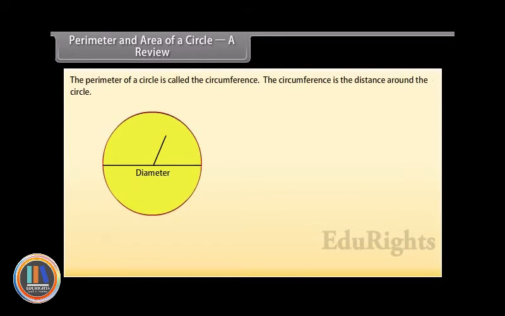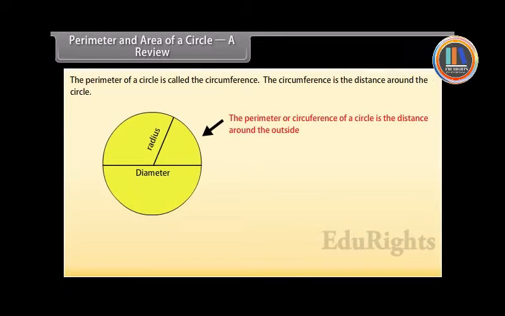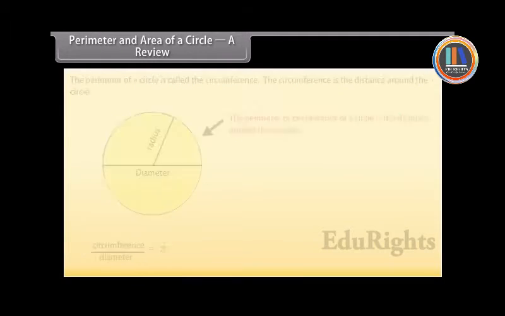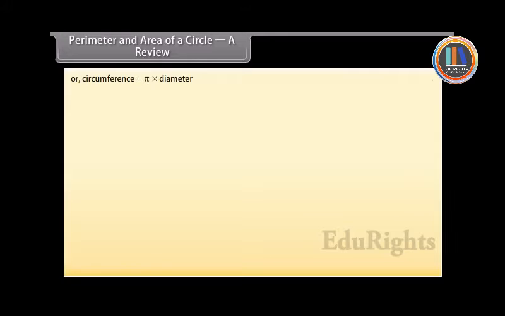A review. The perimeter of a circle is called the circumference. The circumference is the distance around the circle. The ratio of circumference with its diameter is constant. The constant ratio is denoted by pi, or circumference equals pi into diameter, which is equal to pi into 2r, where r is the radius of the circle, which equals 2 pi r.